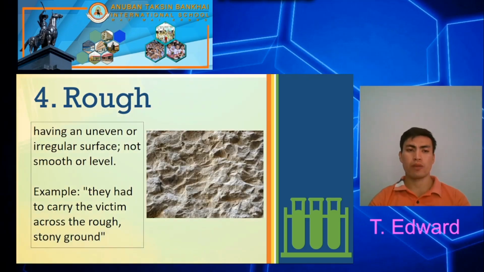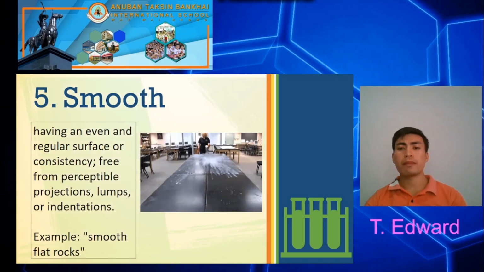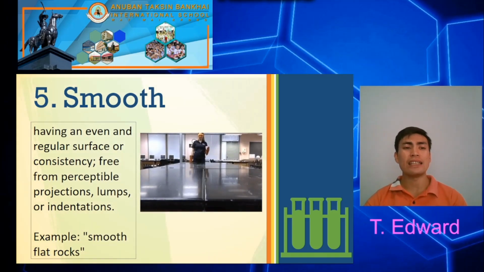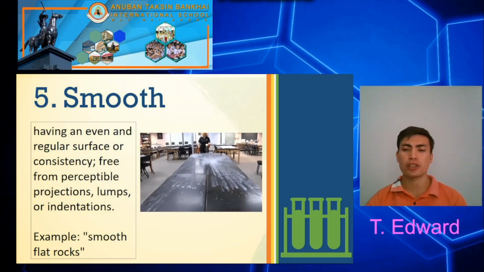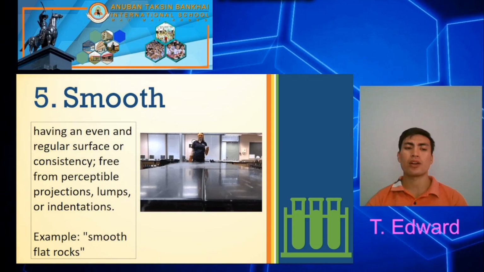So that is the meaning of the word resistance. Number 4, rough. Rough means having an uneven or irregular surface, not smooth or level. Just like the one you can see in the picture, a rough road. There are a lot of objects that are rough, like this wall you can see behind me. It looks smooth, but it is actually rough. Number 5, smooth. Smooth is having an even or regular surface or consistency, free from perceptible projections, lumps, or indentations. Example: smooth, flat rocks.